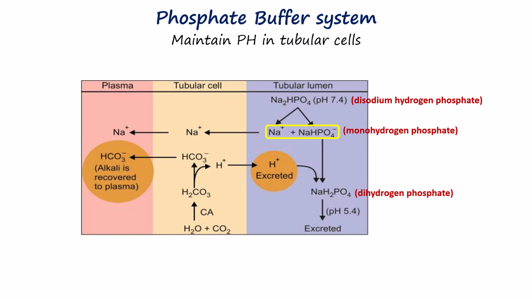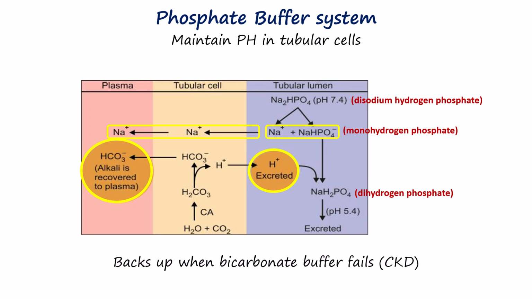This reaction prevents excessive urine acidification, while each hydrogen ion excreted allows one bicarbonate to return to the blood, replenishing its buffering capacity. The sodium ions are reabsorbed, maintaining electrolyte balance. While less significant in blood plasma due to lower phosphate concentrations, it becomes crucial when other buffer systems are overwhelmed, such as in chronic kidney disease where bicarbonate reserves become depleted.